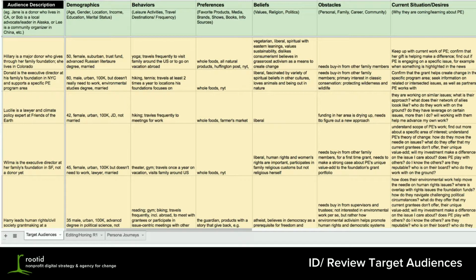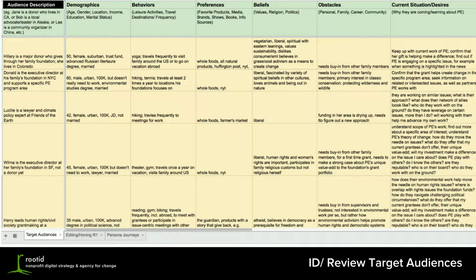So starting here, I want to do a little bit of a case study and walk you step by step through some of our work with this organization called Pacific Environment. And the first thing that we really did with them was identify all of their audiences and take a deep dive. Then we did some interviews and surveys and really understood what the expectations were, not just of their individual audience members, but what the organization's expectations were of those people.